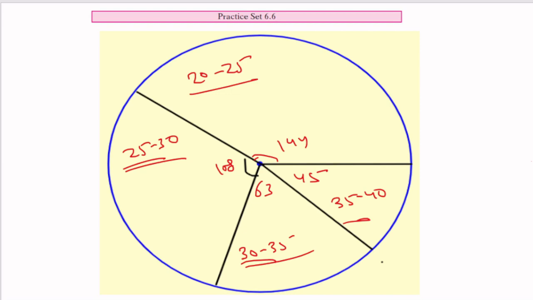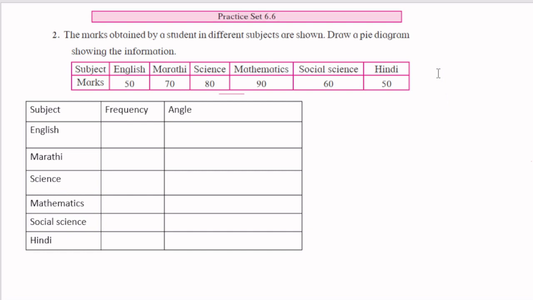Let's solve one more question. Then if any doubts remain, they will also be cleared. See this question. The marks obtained by a student in different subjects are as shown in the diagram. Marks are given and you have to calculate the pie diagram based on the marks. Again, you have to follow the same practice: write the frequency and then find the total. So 50, 70, 80, 90, 60 and 50. And what is the total? 400. So 400 is the total frequency.